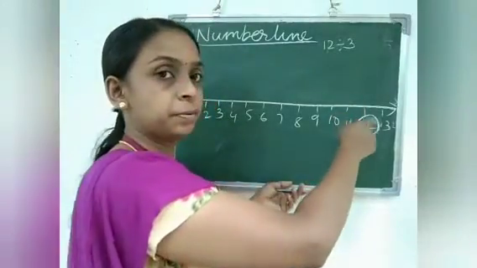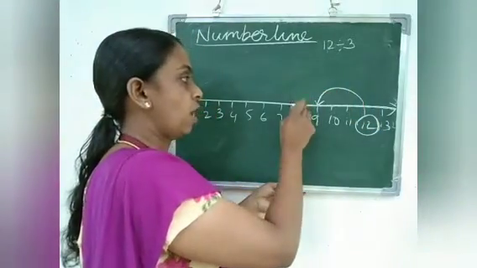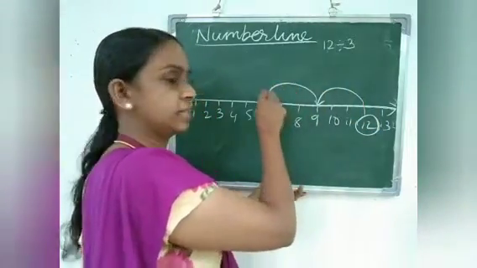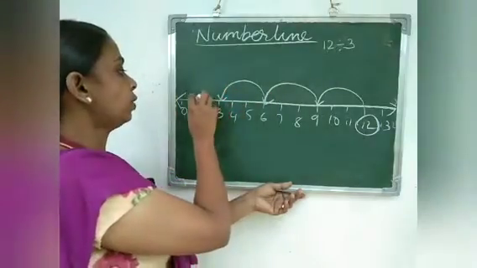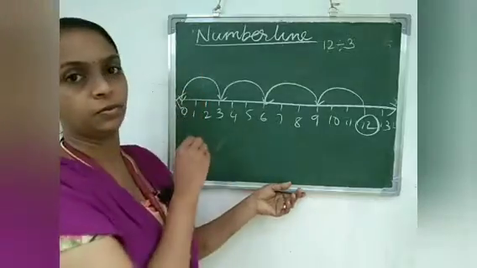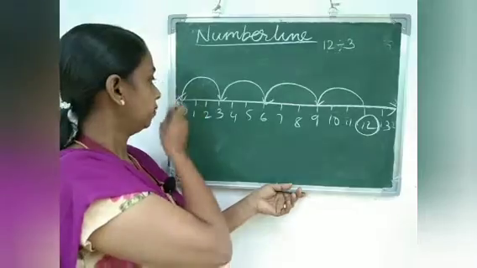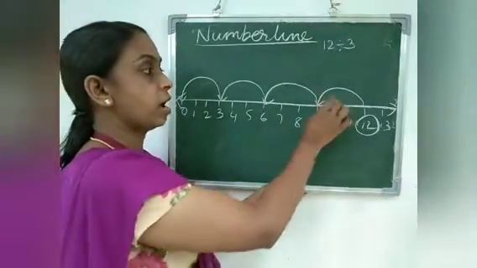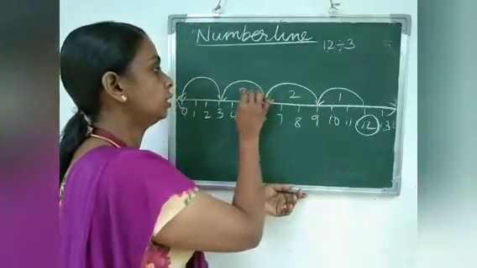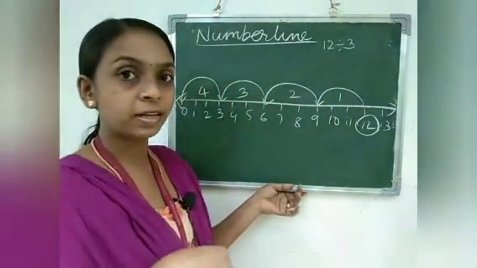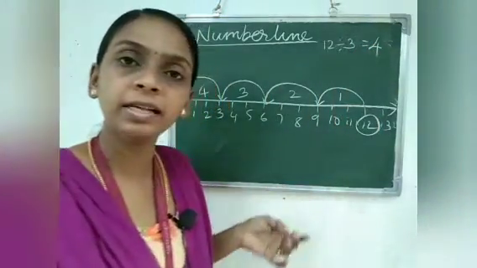So how many jumps? 1, 2, 3. So here 9. 1, 2, 3. So here 6. Then 1, 2, 3. Here 3. Then 1, 2, 3, 0. So we got 0, and we have to stop the jumps. We reached 0 and we have to count the jumps. That will be the answer. 1, 2, 3, 4. So 12 divided by 3 is, tell me all of you. Yes, it is 4.